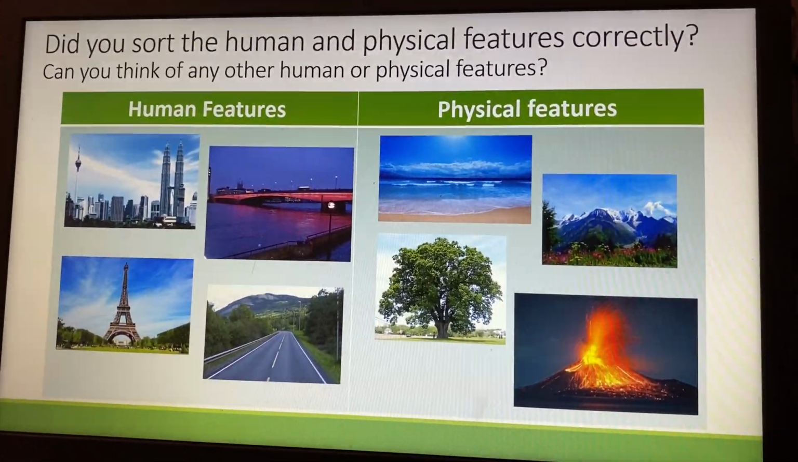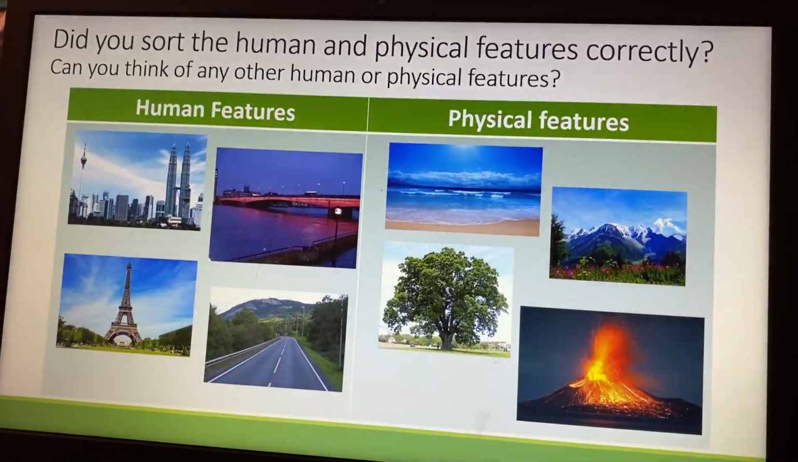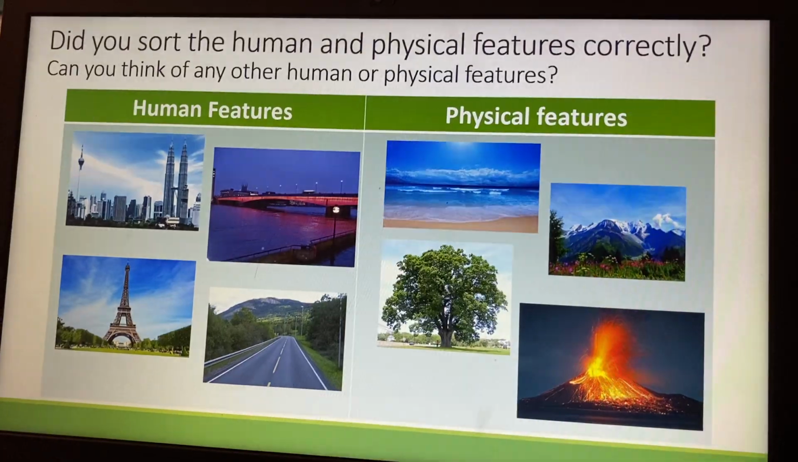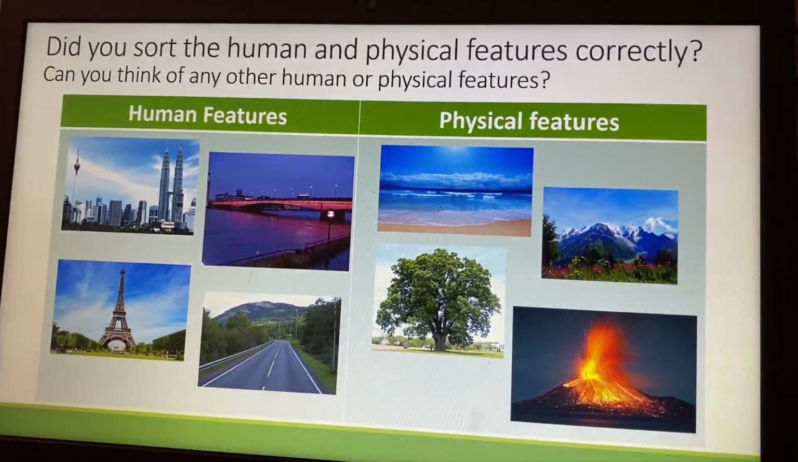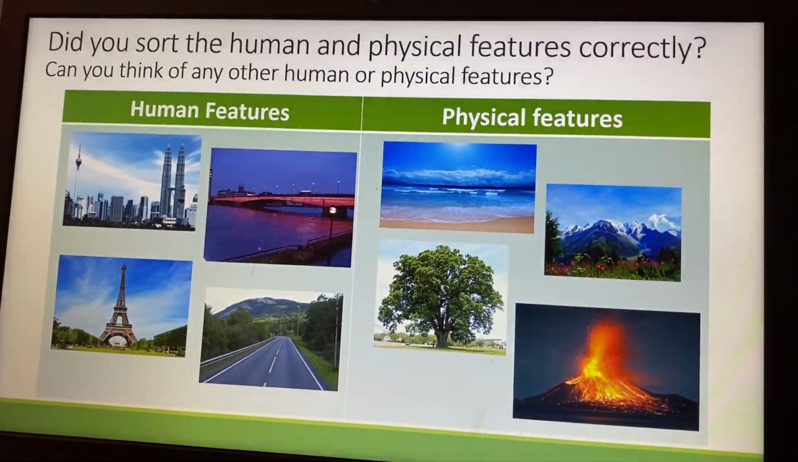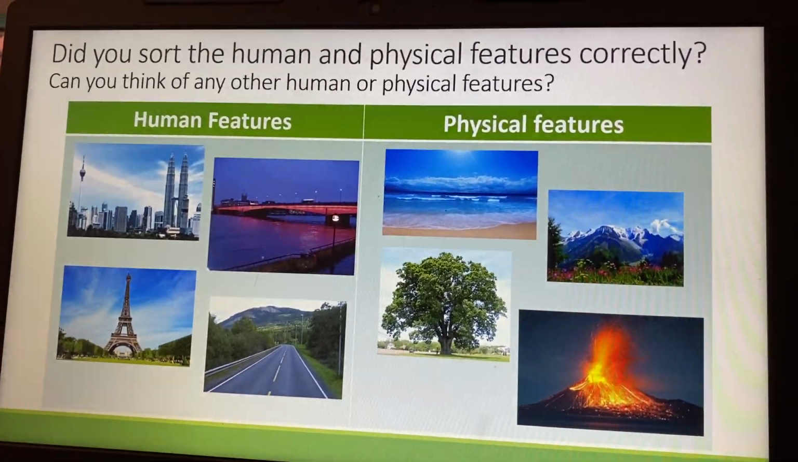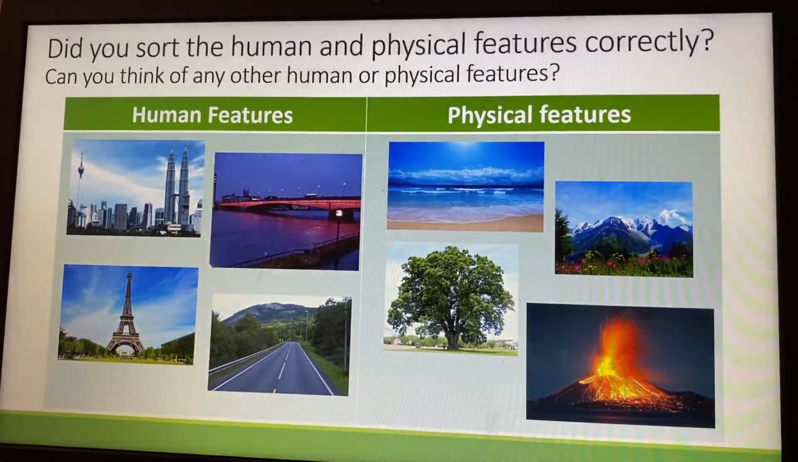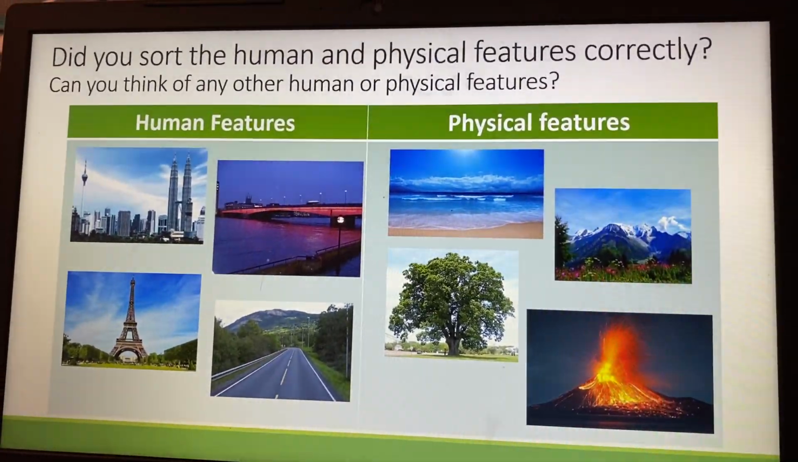So we just have to think about that sometimes. So if you're looking at other objects or thinking, like I've asked you, can you think of any other human or physical features? So if you're thinking of some other human or physical features, just make sure you think carefully about each one before you put it into one of your columns.